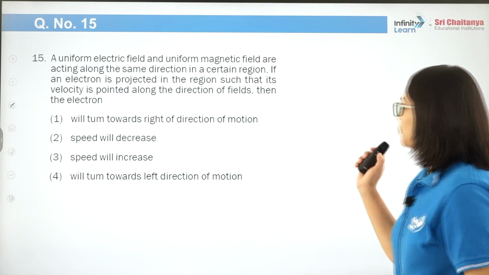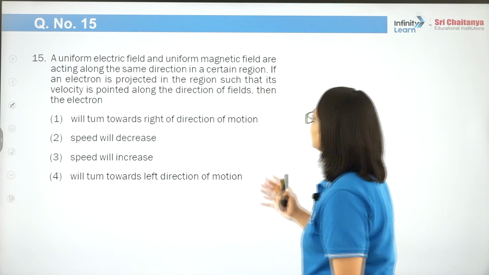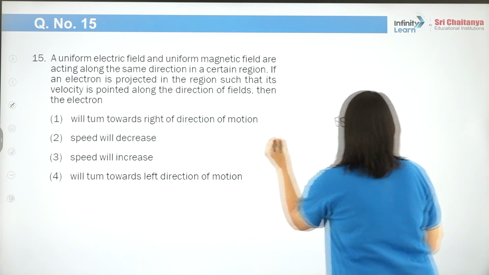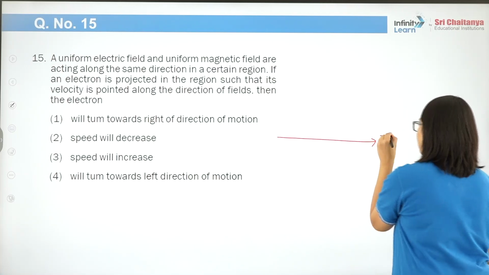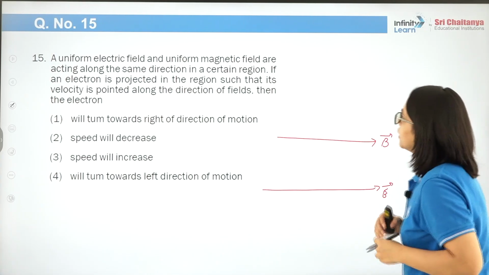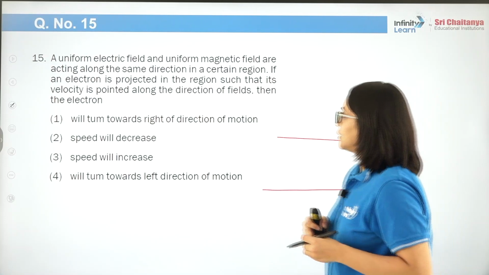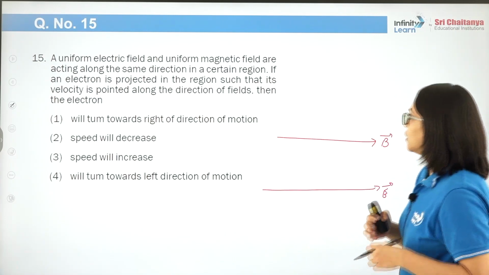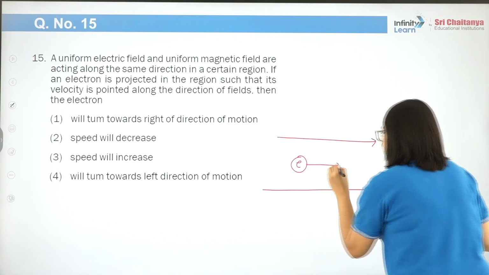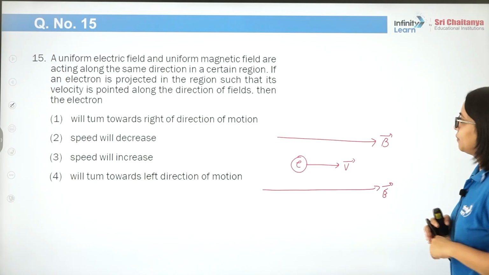Next is question number 15. We have a uniform electric field and uniform magnetic field acting along the same direction in a certain region. So this is B vector, this is E vector. If an electron is projected in the region such that its velocity is pointed along the direction of the fields, so this is the electron and it is projected like this, velocity is parallel to B as well as E vector.